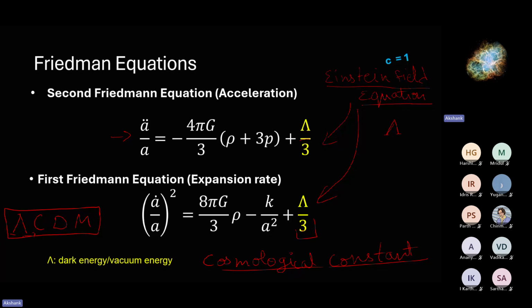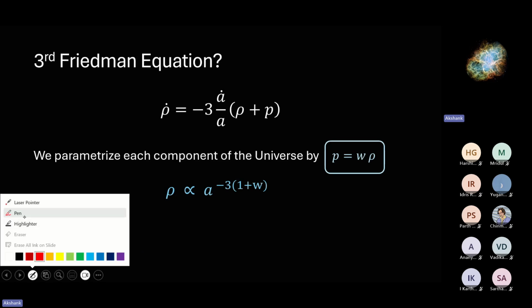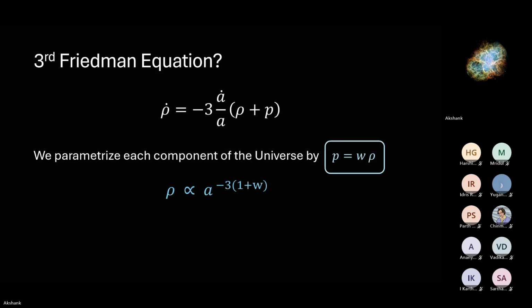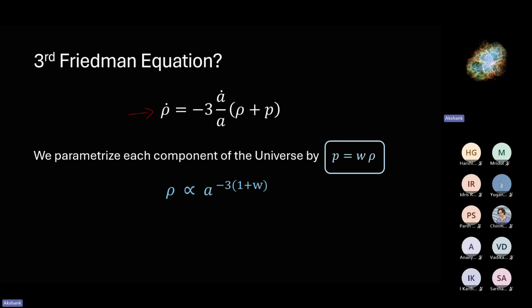Okay, so moving on, the next thing to discuss is your third Friedman equation. Most people actually don't call it the third Friedman equation, but it's derived a little differently. Again, it's very important to study the constituents of the universe. It tells you the derivative of the density, how it is related to the scale factor. So you have all of these different constituents. How will their density change as the universe expands?